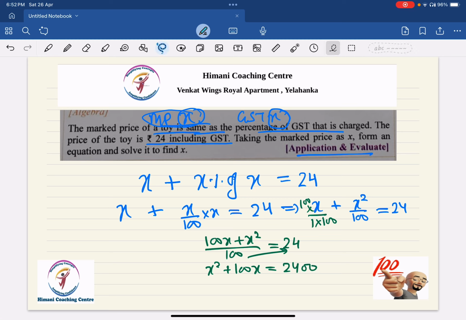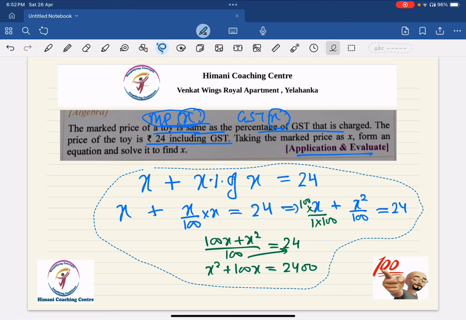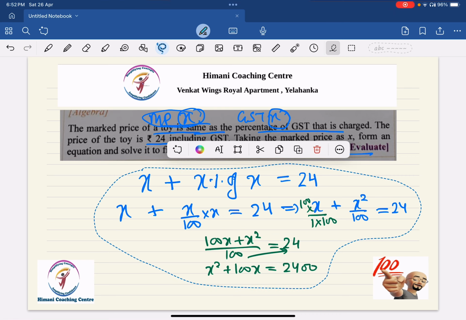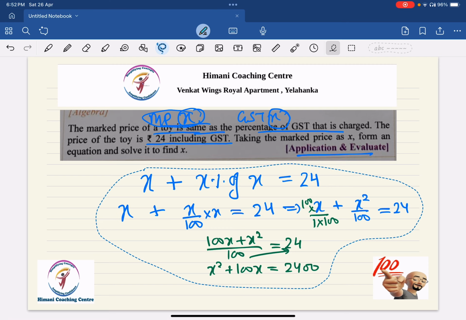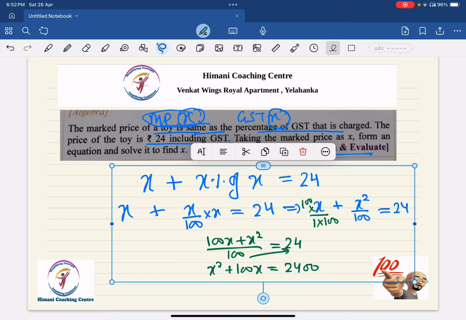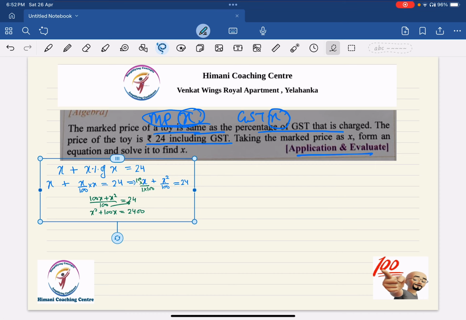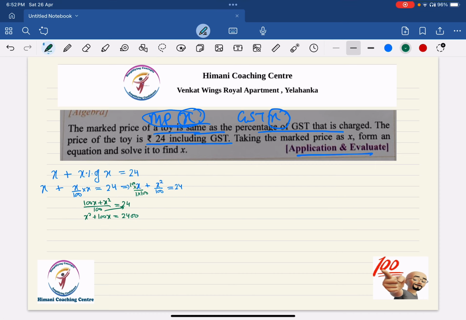Okay. Now, because we have got the variable as a power of 2, that means we have got a quadratic equation. So everything should be brought to one side and solved. So let us do that. So I will get x square plus 100x minus 2400, which is equal to 0.